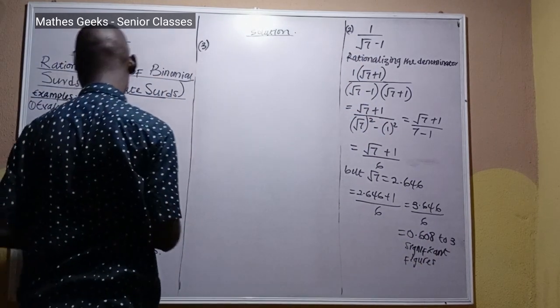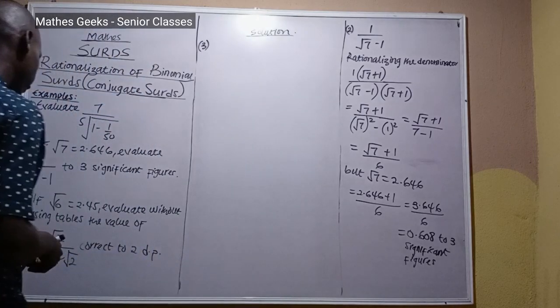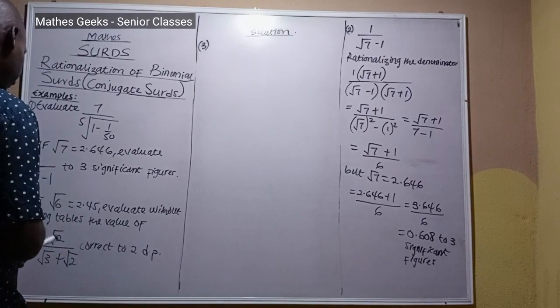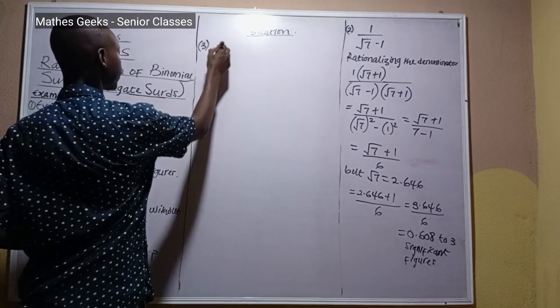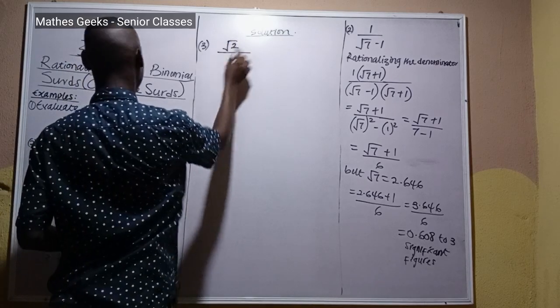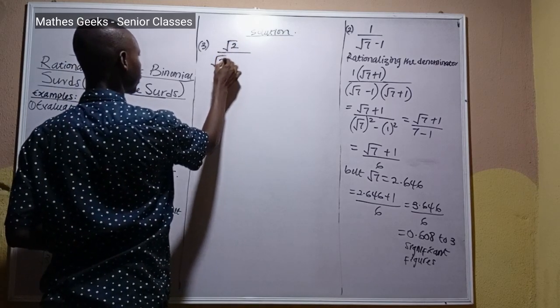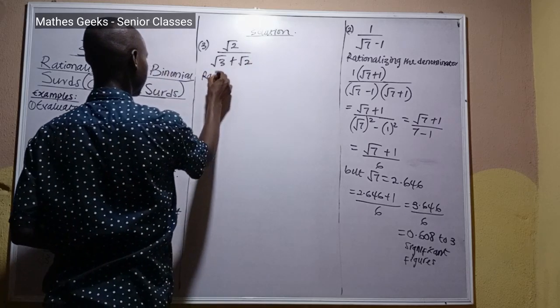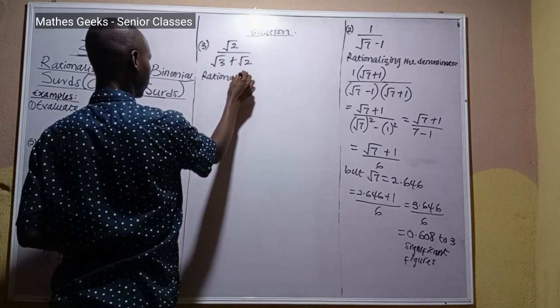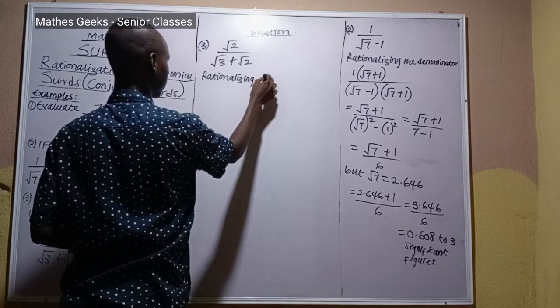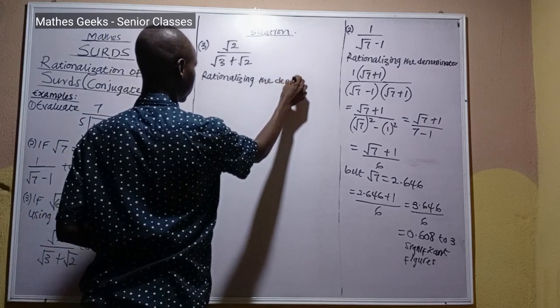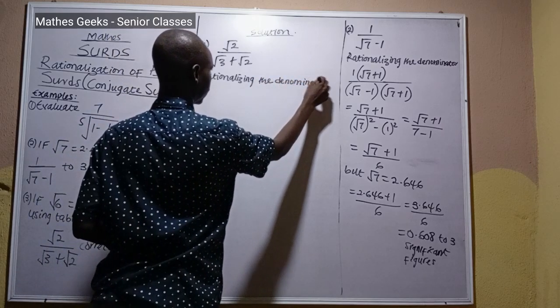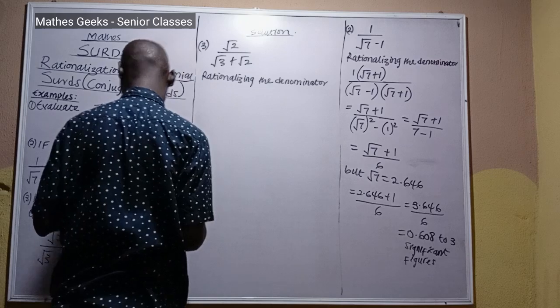Number 3. If root 6 is 2.45, evaluate without using tables the value of root 2 over root 3 plus root 2. So, rationalizing the denominator.